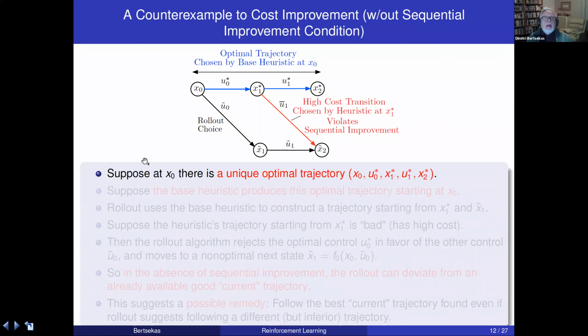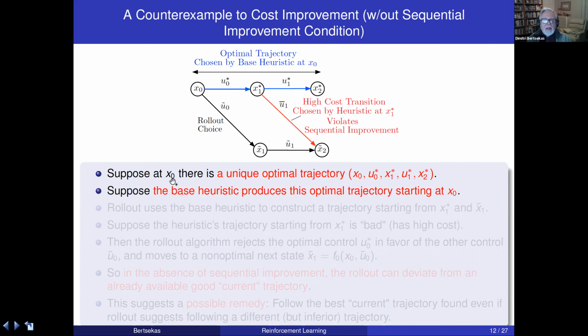Okay, so now we're going to try to fix the case where we don't have the sequential improvement condition holding. We first start with a counterexample. In this counterexample, we have two stages. There's one state here, the initial state. There are two states at stage 1, two states at stage 2, and there are two controls here and two controls here.